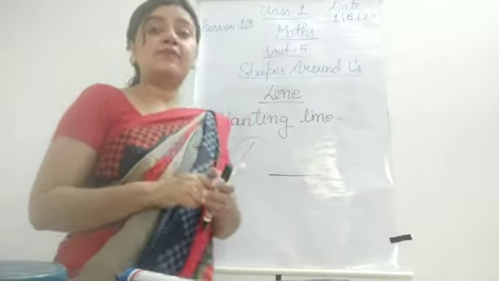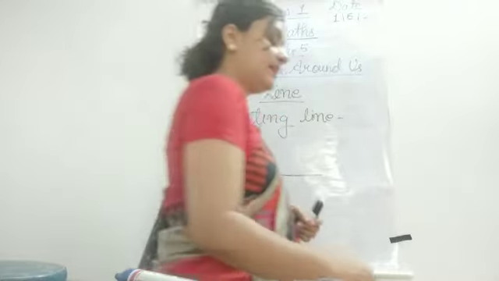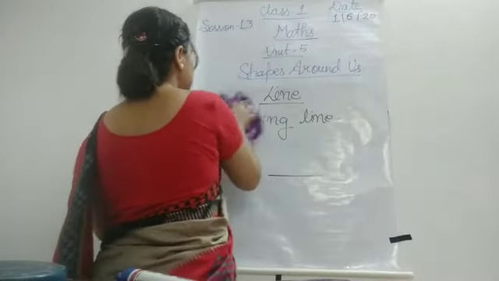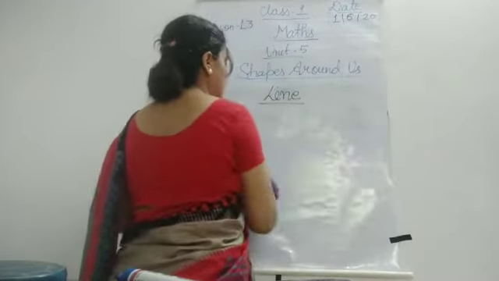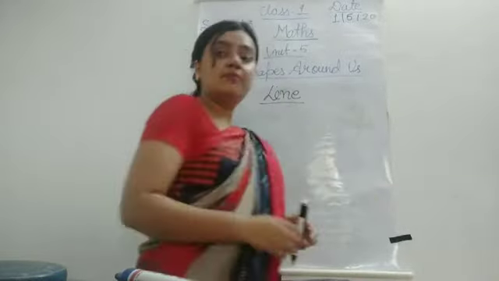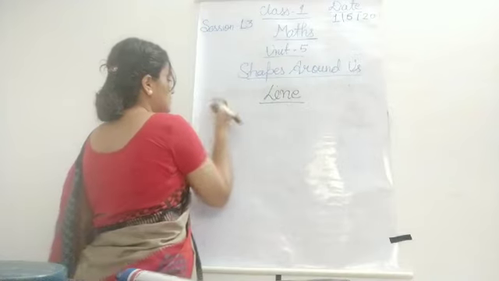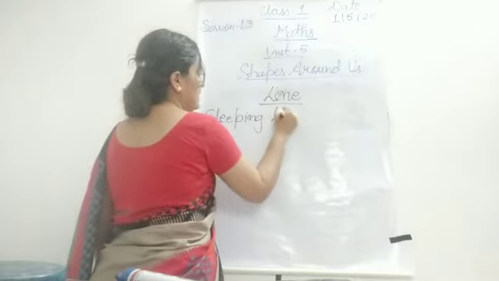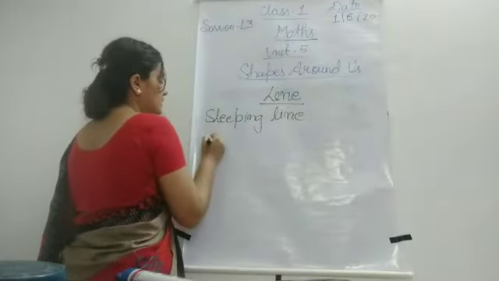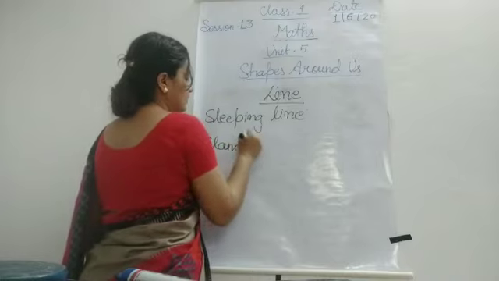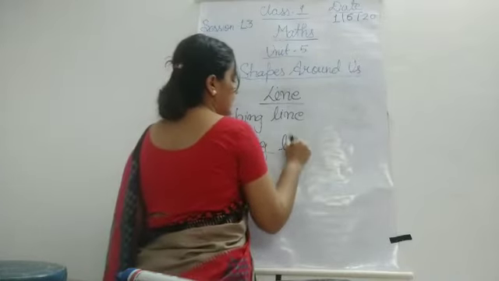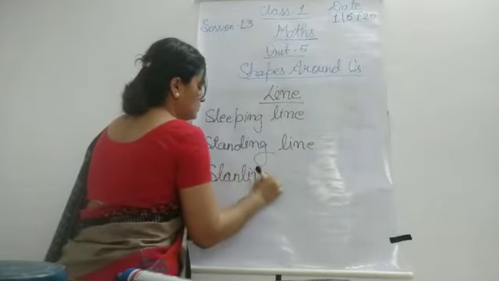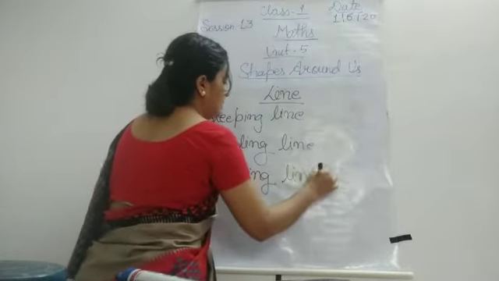So how many types of line did we read in straight line? We read about 3 lines. Let's recap one more time. What are their types? First type is sleeping line. Second one is standing line. And third one is slanting line.